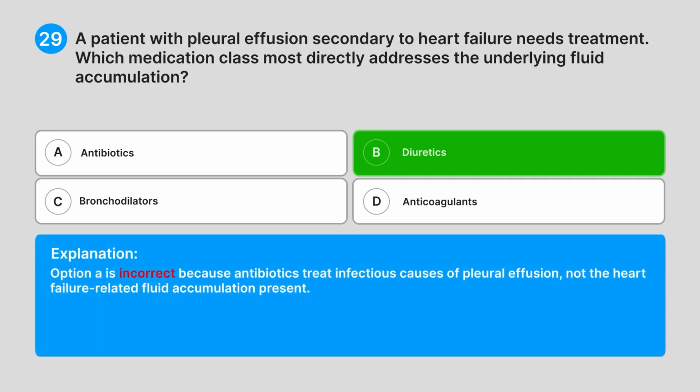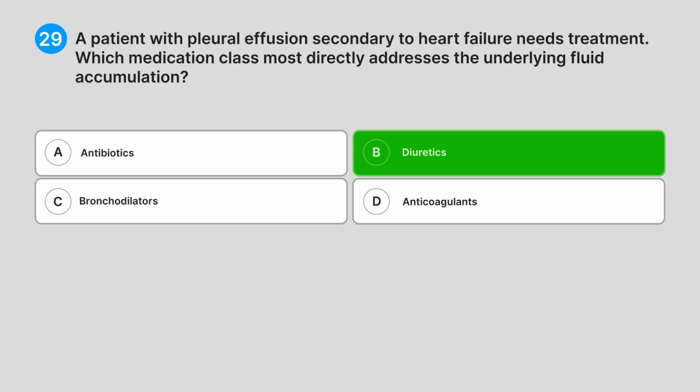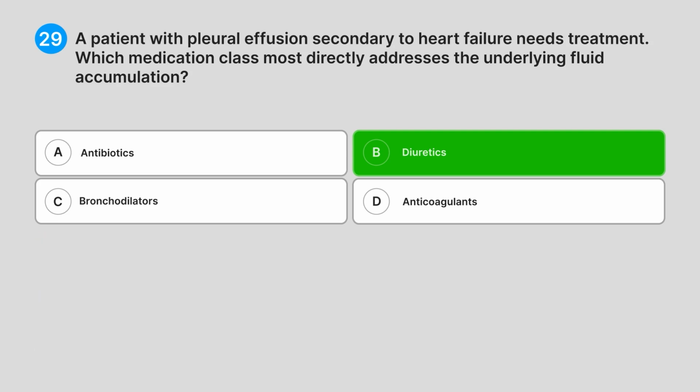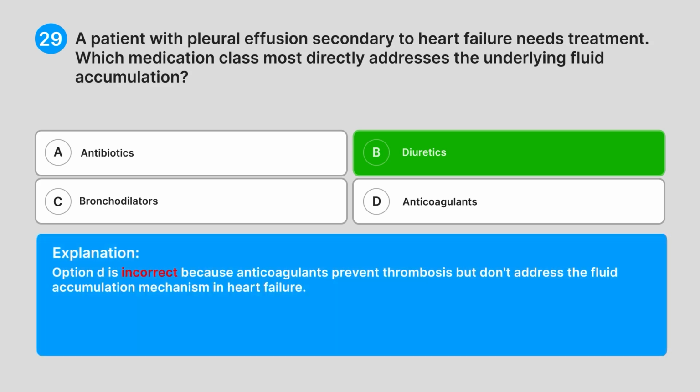Option A is incorrect because antibiotics treat infectious causes of pleural effusion, not the heart failure-related fluid accumulation present. Option C is incorrect because bronchodilators address airway obstruction, but don't remove the pleural fluid causing respiratory compromise. Option D is incorrect because anticoagulants prevent thrombosis, but don't address the fluid accumulation mechanism in heart failure.